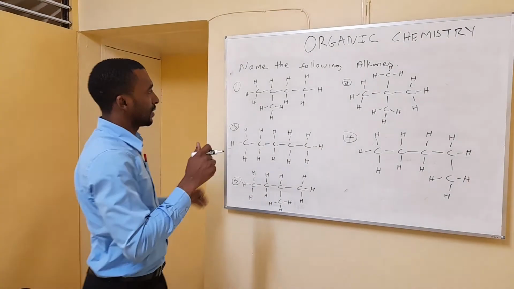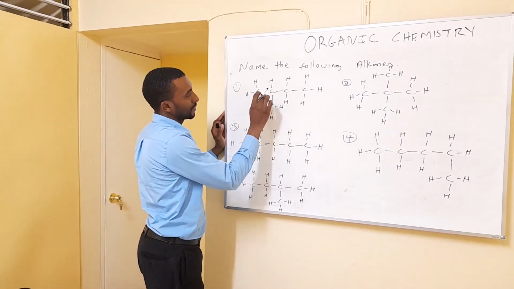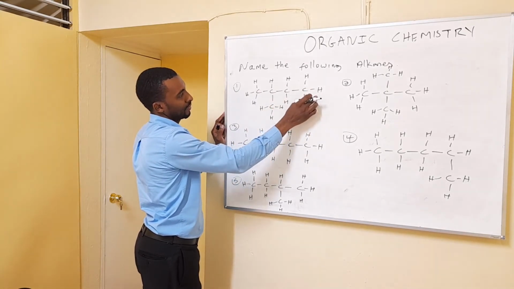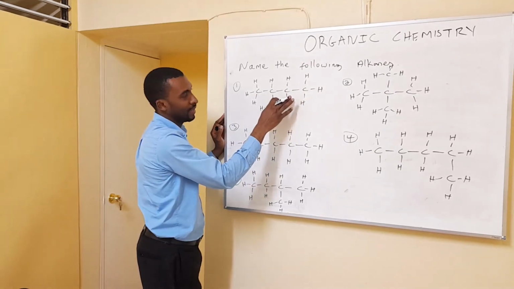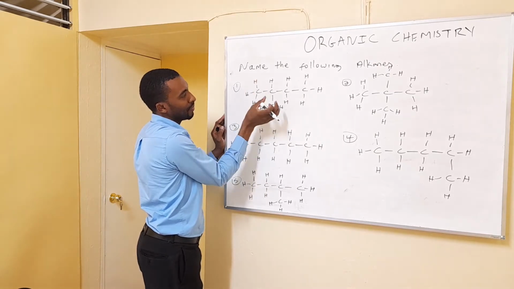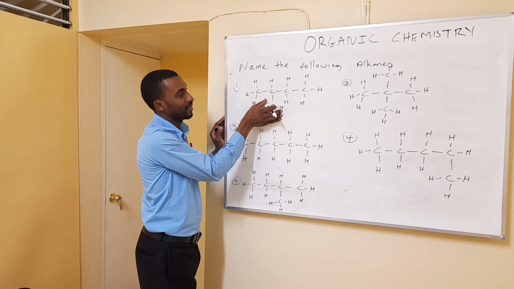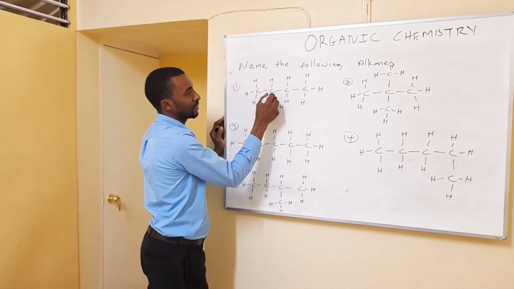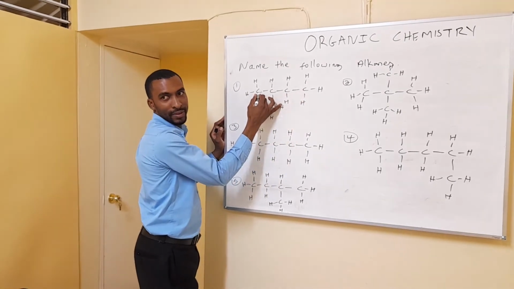Alright, remember this is the first class. So the longest chain: 1, 2, 3, 4. Other possibility: 1, 2, 3, 4. Same 4. So it's either the methyl group on this one or this one. Following? So we can go 1, 2, 3, 4, or we can go 1, 2, 3, 4. Can we go 1, 2, 3, 4?